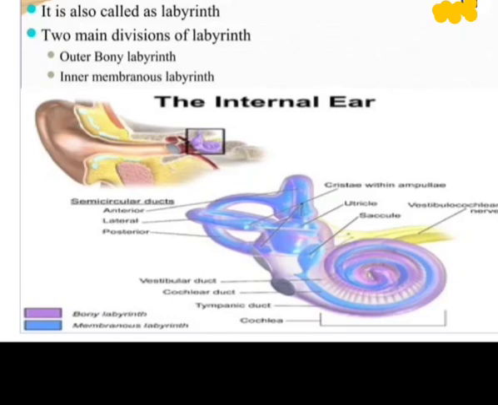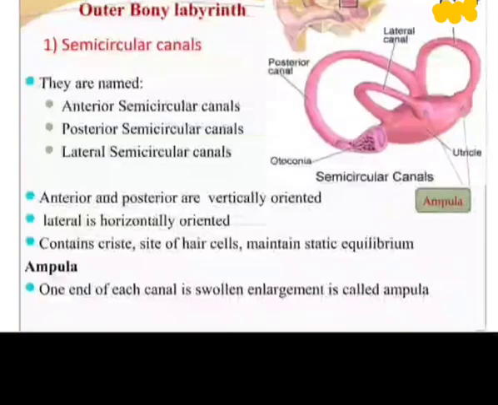Okay, next is the inner ear. It is also called the labyrinth, and there are two main divisions of the labyrinth. First is the outer bony labyrinth and second is the inner membranous labyrinth. This is the structure of the internal ear, which consists of two types of labyrinth.